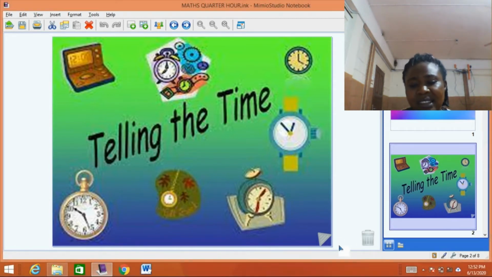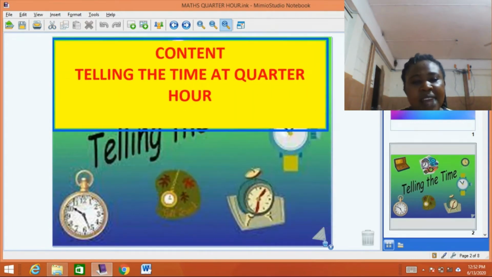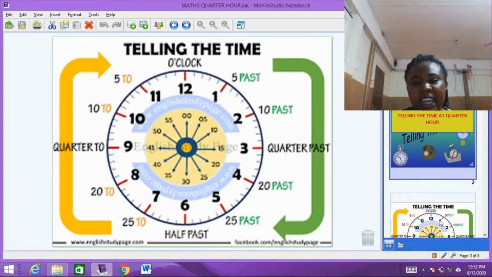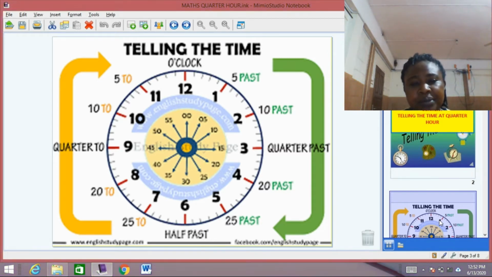Now the lesson. We are having a clock face now, but we'll be looking at telling the time at quarter of an hour. Look at this picture here. This is a clock face. A clock face has numbers 1 to 12. The numbers represent hours and they also represent minutes.